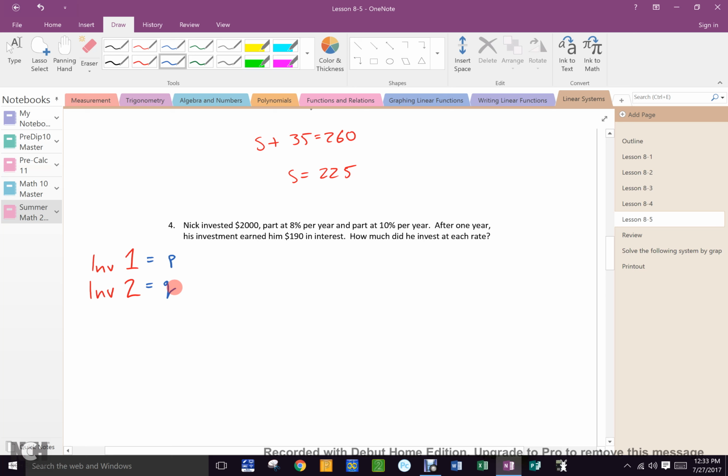And when you invest, you earn interest, don't you? What was this guy's return of interest? One of them was 8%. One of them was 10%, correct? How do I write 8% as a number we can actually do math with? 0.08. So 0.08 of P plus what about Q? 0.10 of Q equaled how much?